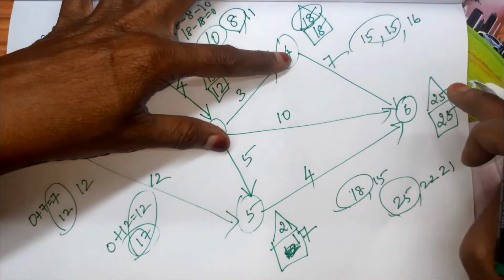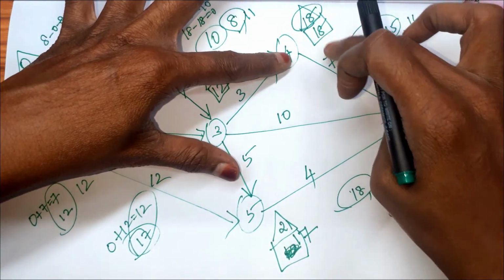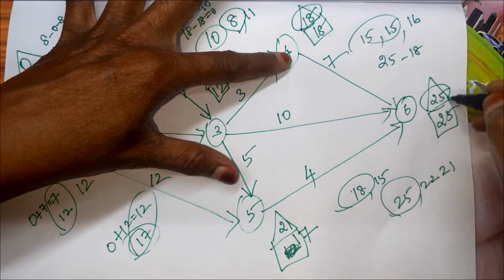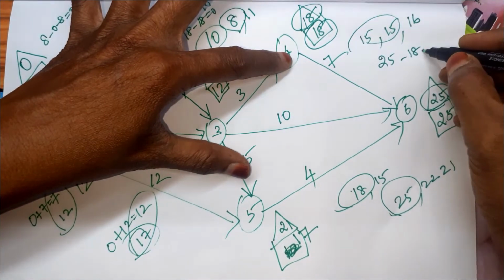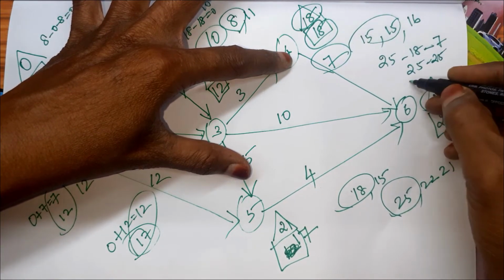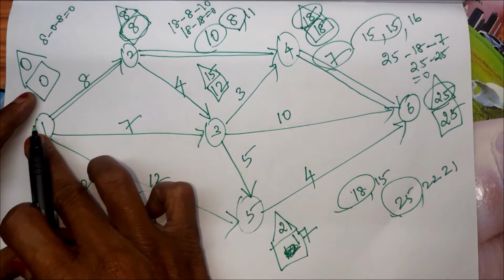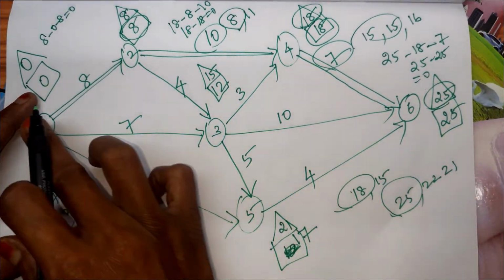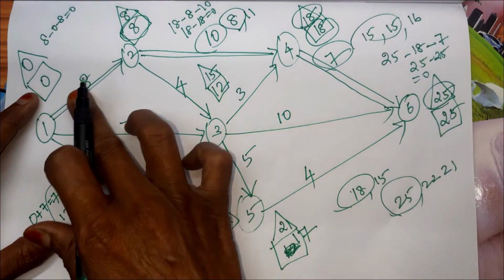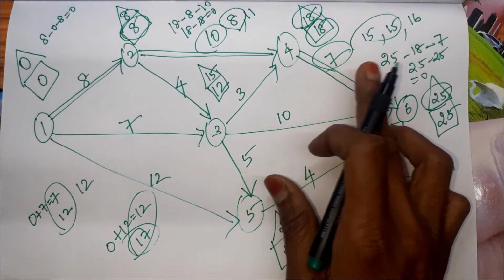For these two, 25 minus 18 minus 7: 18 plus 7 is 25. So 25 minus 25, which is 0. So mark this as a critical activity. So the critical path we are getting is 1 to 2 to 4 to 6, and the duration is 8 plus 10, 18, 18 plus 7, 25.